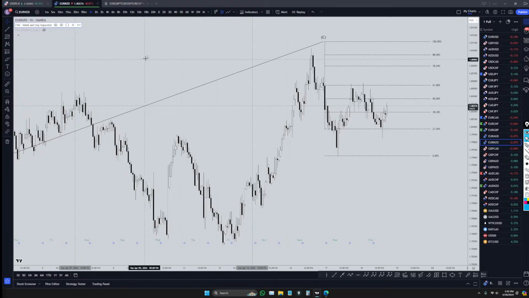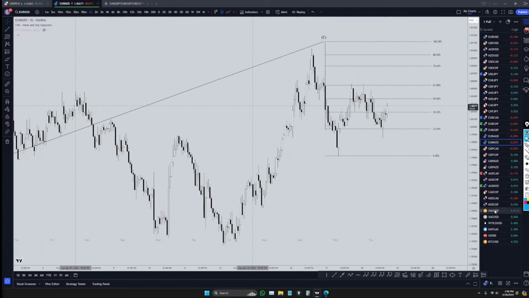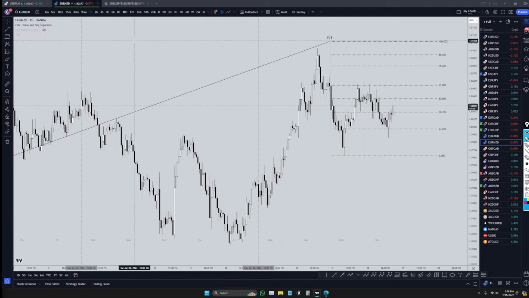I'm definitely more of a day trader slash swing trader. I'm definitely not much of a scalper. I don't really ever scalp. I actually don't really like to scalp. And if I do scalp, I do trade gold sometimes, because gold is really good for scalping.